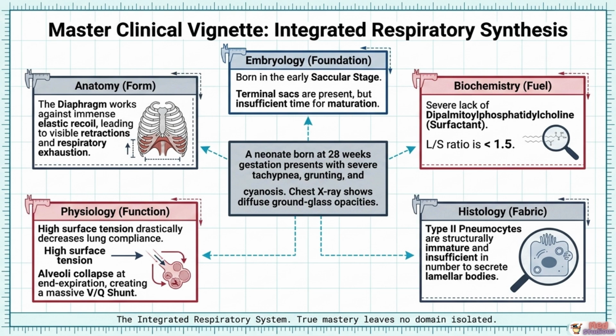And anatomically, the diaphragm is forced to work against this immense elastic recoil, producing the visible chest wall retractions and progressive respiratory exhaustion observed clinically. This single vignette demonstrates the core principle of the entire respiratory blueprint. True mastery of the integrated respiratory system leaves no domain isolated.